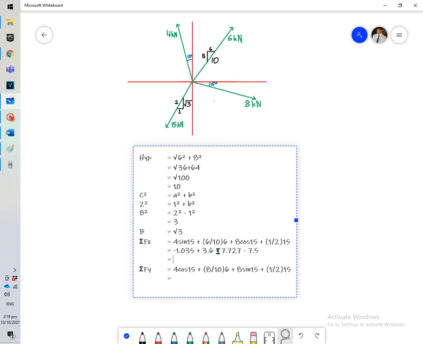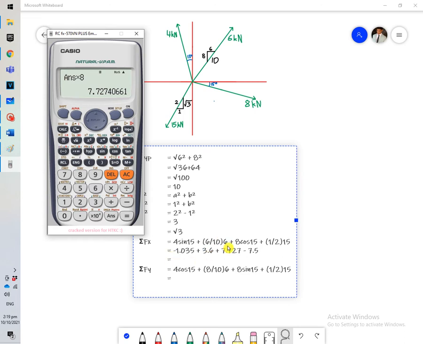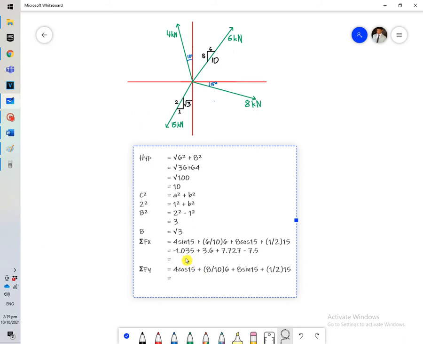Also, positive itong dalawa kasi para silang papuntang kanan. So, summate na natin. Negative 1.035 plus 3.6 plus 7.727 minus 7.5. Ay, sandali, nasama kay answer, mali akong type. Negative 1.035 plus 3.6 plus 7.727 minus 7.5. That's 2.792.